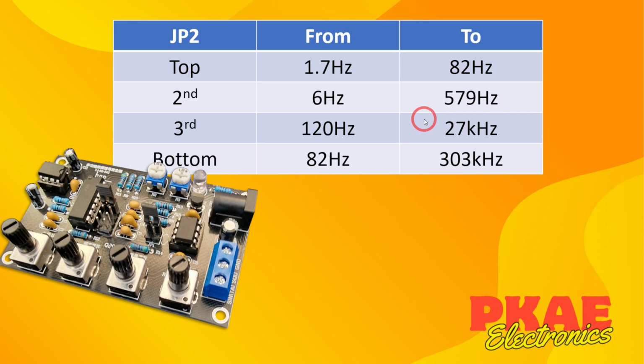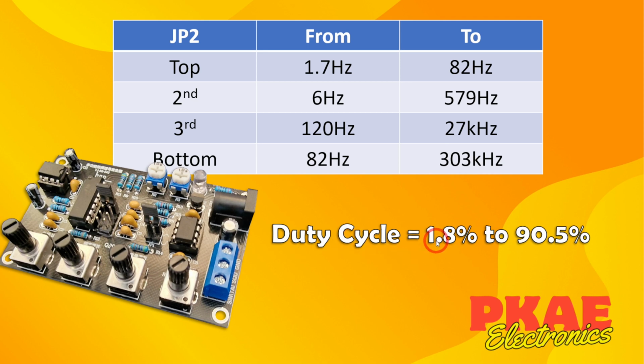So there you go, that's the frequency ranges that we achieve then. So this JP2 is this jumper here. So top refers to the position it's shown, and bottom would be down there, look. So we got from 1.7 Hz up to 303 kHz. And the duty cycle, well, it was 1.8, which is better than the spec, but only up to 90.5. The spec said up to 95, but it is, say, approximate, so fair enough.